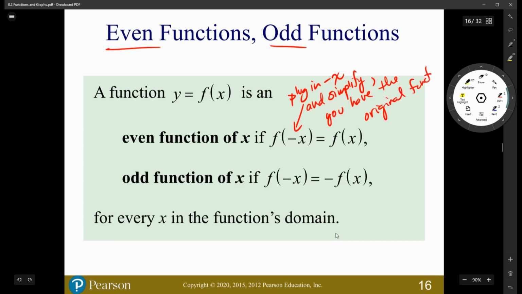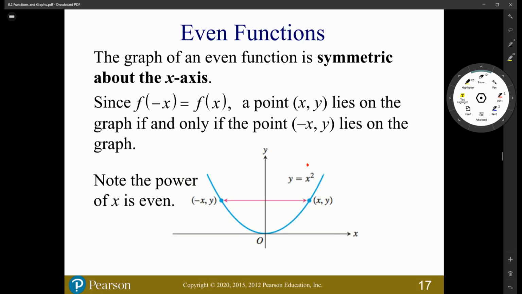How about that? For an odd function, if you plug in negative x, you end up with the opposite of the original function. And on the next couple of pages, we're going to find out a little bit more.